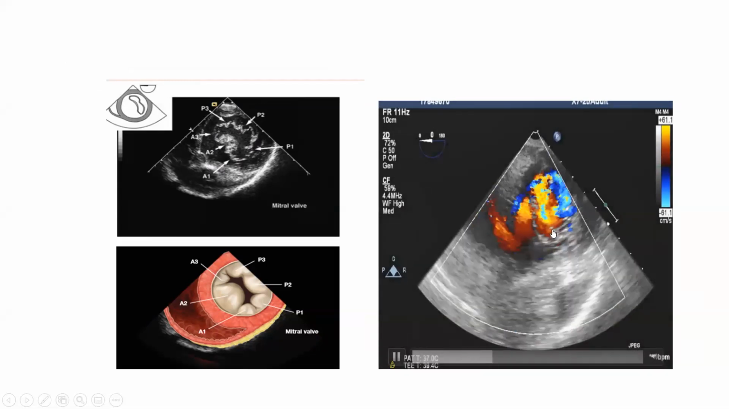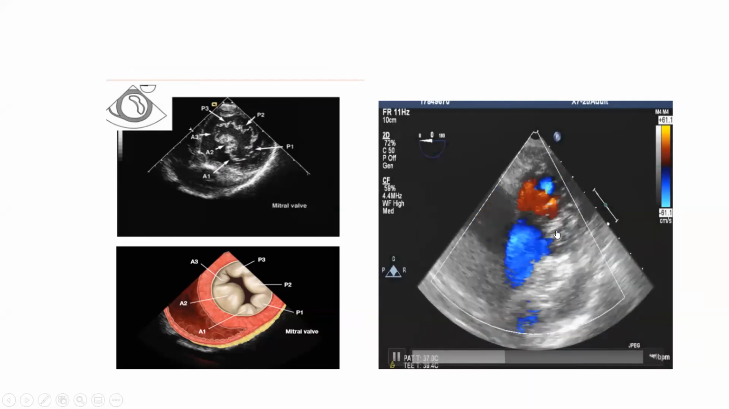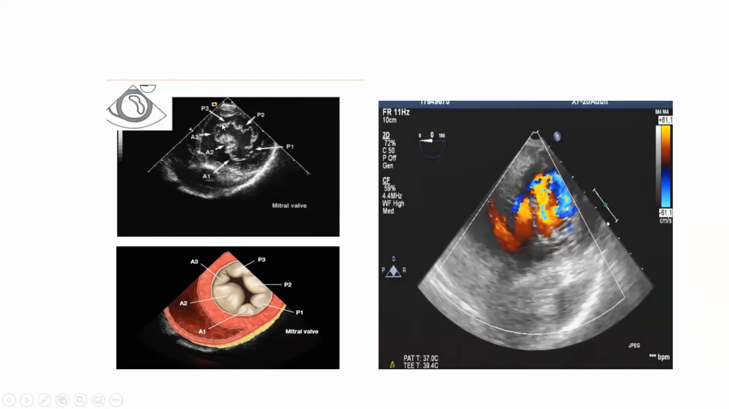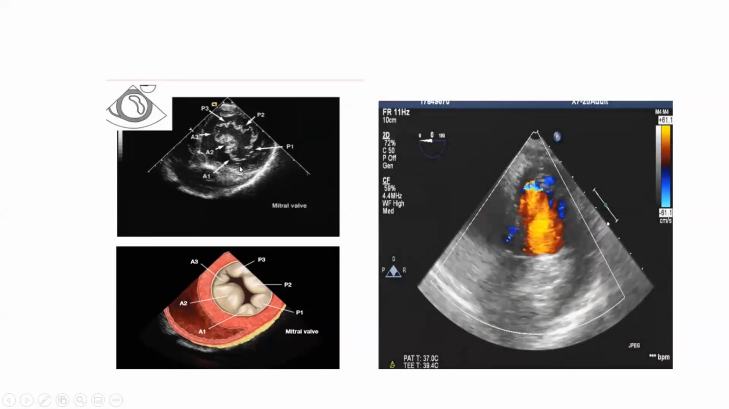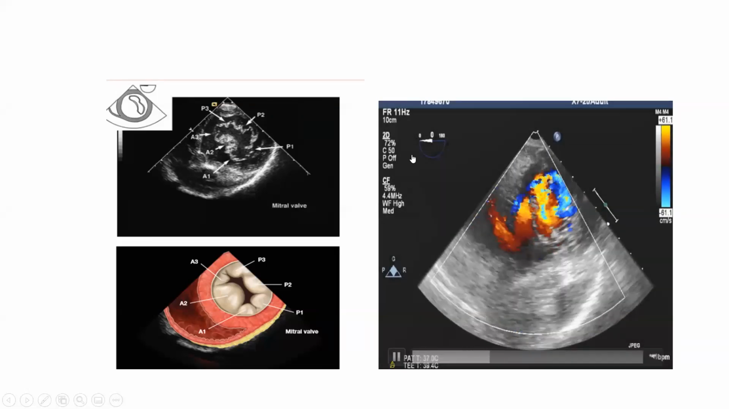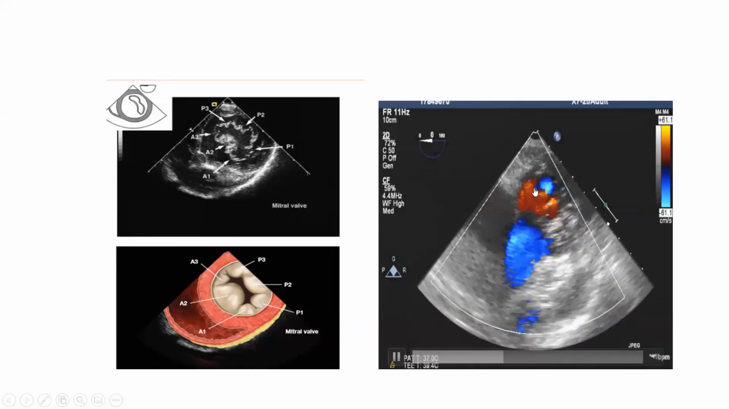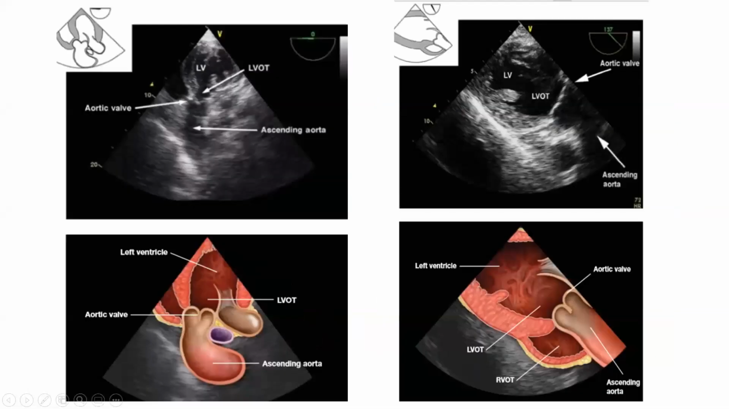So this is the anterolateral commissure here. Posterior medial commissure here: posterior medial commissure P3, A3, anterolateral commissure A1, P1. The jet is coming here from the posterior medial commissure. Okay, I'm sorry, there is no live image for this.